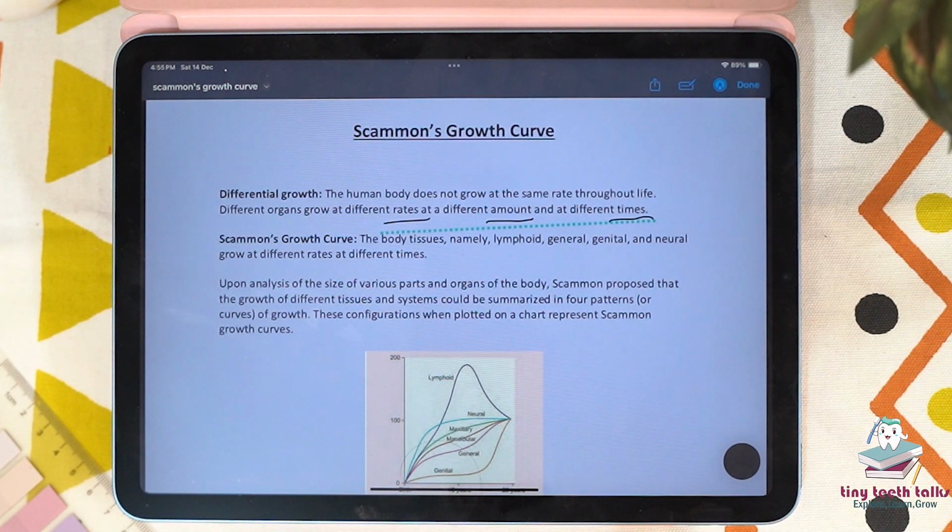the dentition and occlusion. How? In dentistry, differential growth is observed in the development of the jaws and teeth. For instance, the maxilla and mandible may grow at different rates, leading to malocclusions. This is why orthodontic treatment often involves guiding the growth of the jaws to achieve proper occlusion.